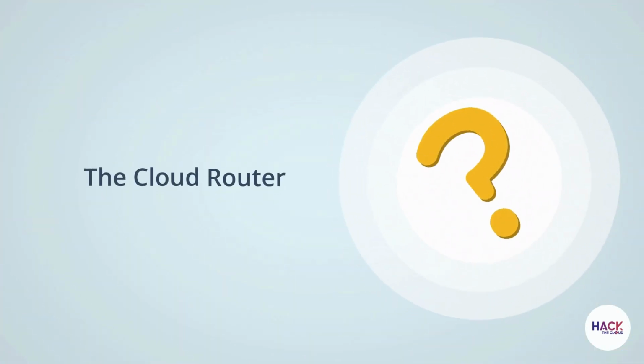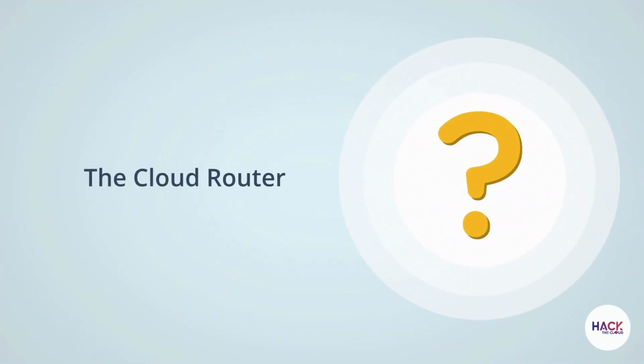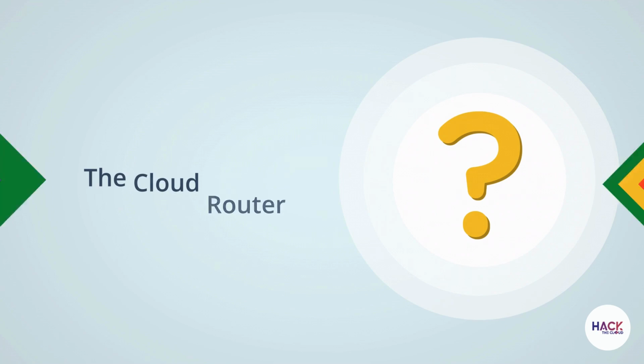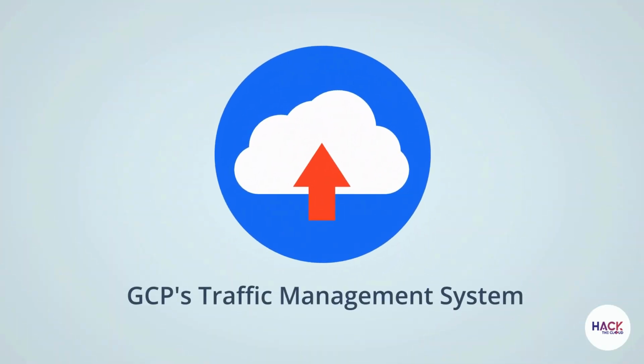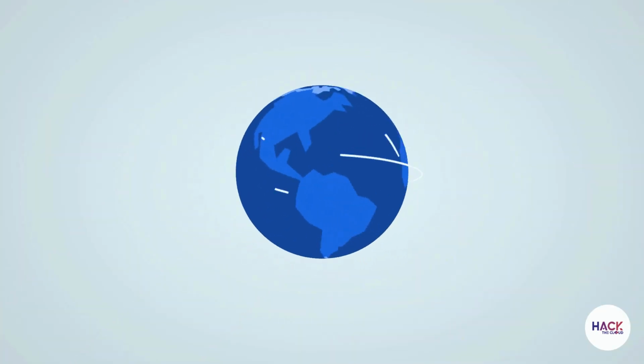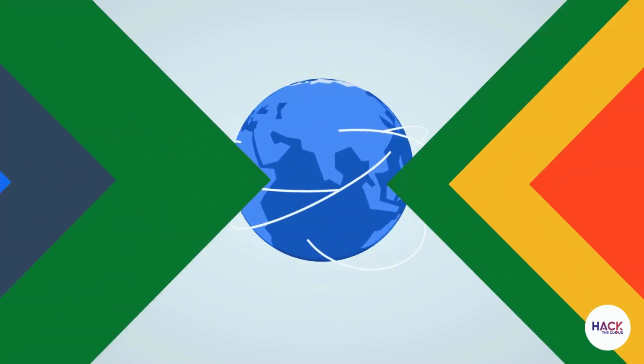Meet the Cloud Router. Now, let's introduce the Cloud Router. This is GCP's very own traffic management system that lets you dynamically exchange routes between your virtual private cloud VPC and your on-premises network using BGP. It's like having a GPS that updates in real time. No more yelling, "Are we there yet?"